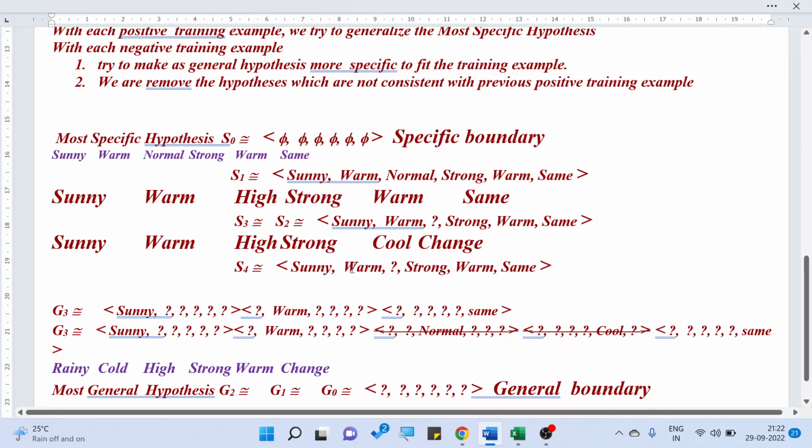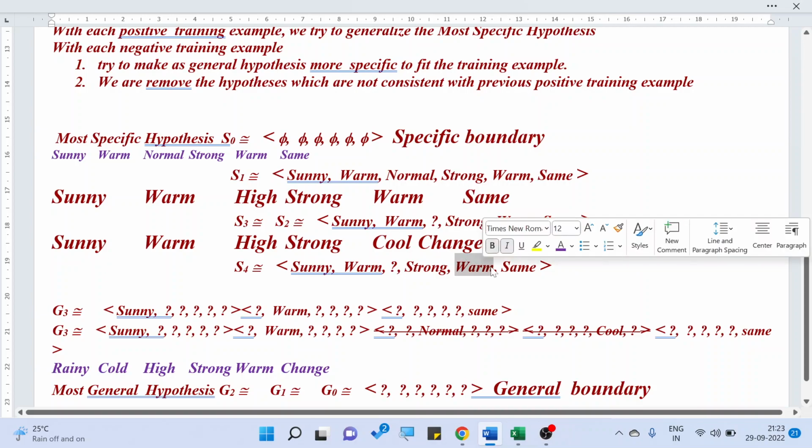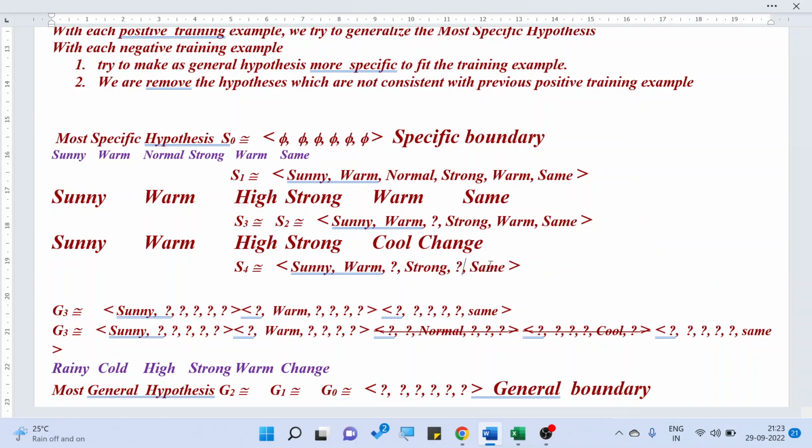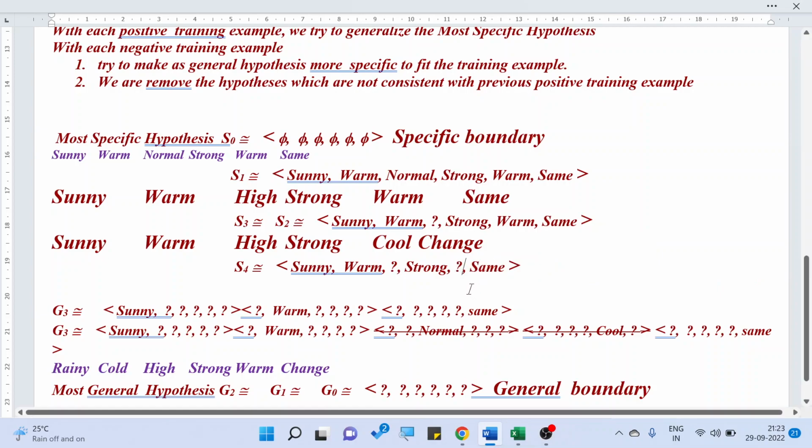Sunny, sunny, warm, warm, question mark and high, no problem. Strong and strong, okay. But here it is warm and here it is cool. Both are correct because both are from positive examples. So to accommodate that, I will make a question mark. Then change and same: I want to accommodate both because they are positive examples, question mark.